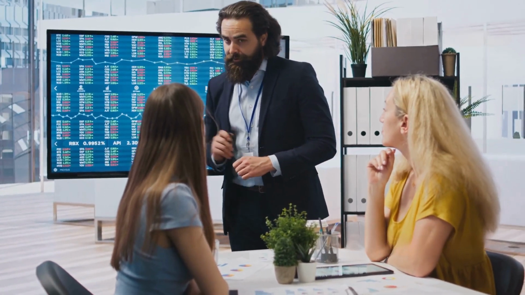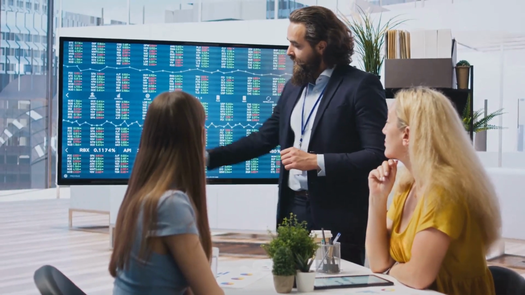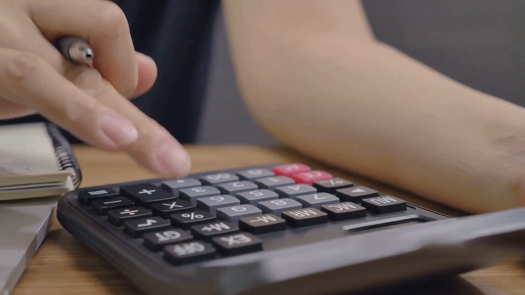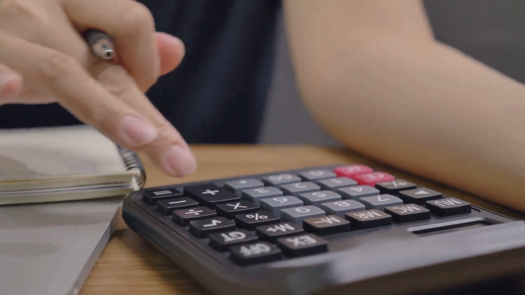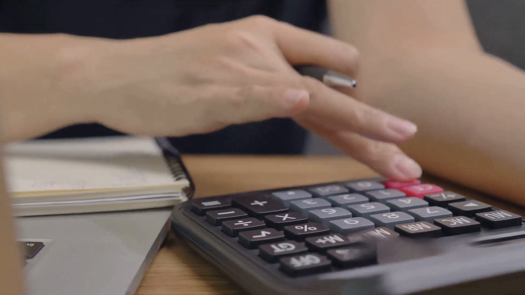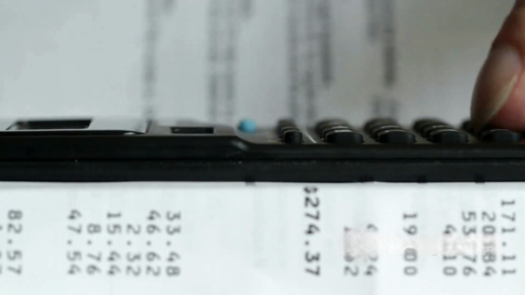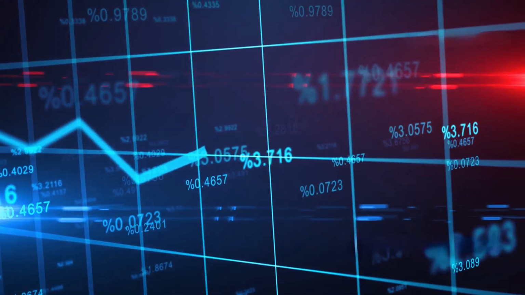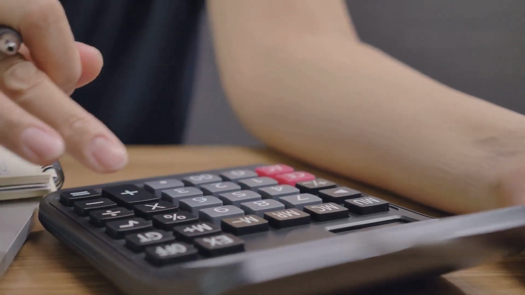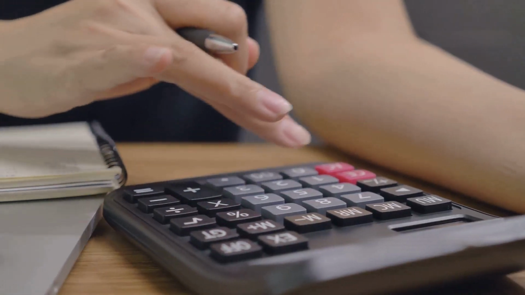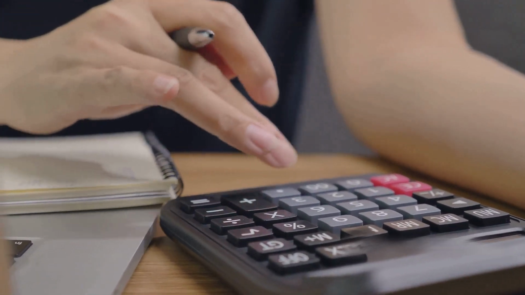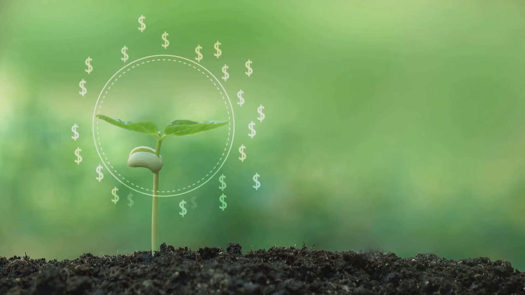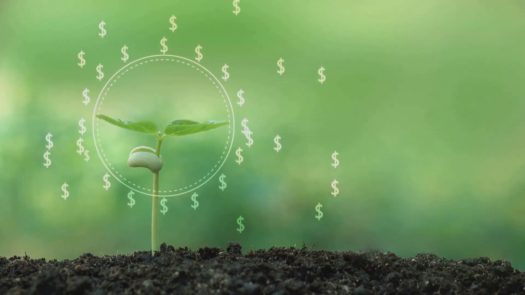The Rule of 72. One of the easiest ways to estimate how long it will take for your investment to double using compound interest is the Rule of 72. Here's how it works. You take the number 72 and divide it by your annual interest rate. The result is the approximate number of years it will take for your money to double. For instance, if you're earning 6% interest per year, 72 divided by 6 equals 12. So it will take roughly 12 years for your money to double.